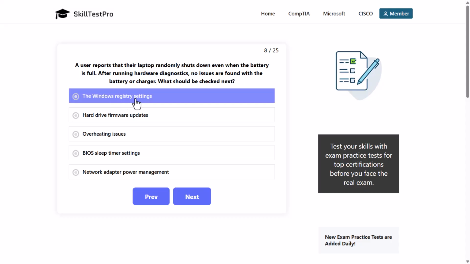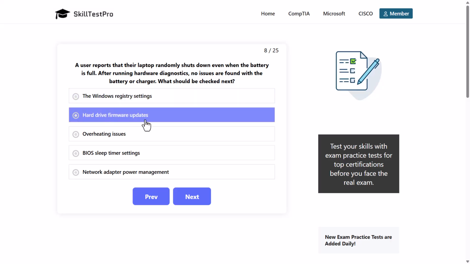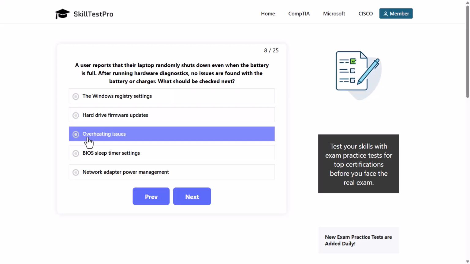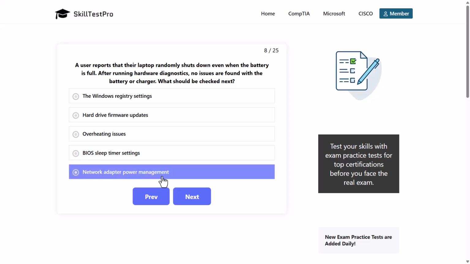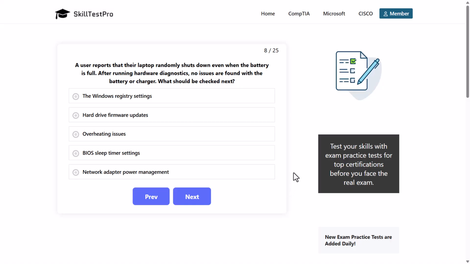The Windows registry settings, hard drive firmware updates, overheating issues, BIOS sleep timer settings, or network adapter power management. Which one is the correct answer here?